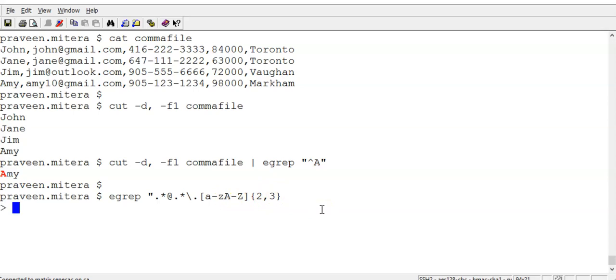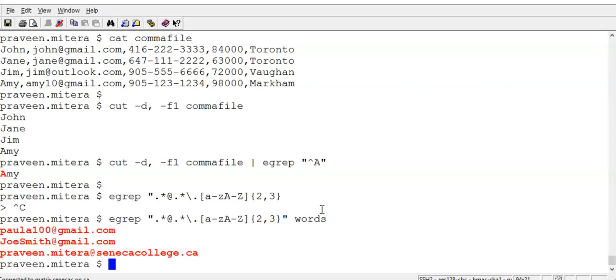I forgot to put the closing and also the word file. Alright, so it picked up these 3 different email addresses based on this regular expression. So you can see how we can build the regular expression based on the type of pattern we're looking for.